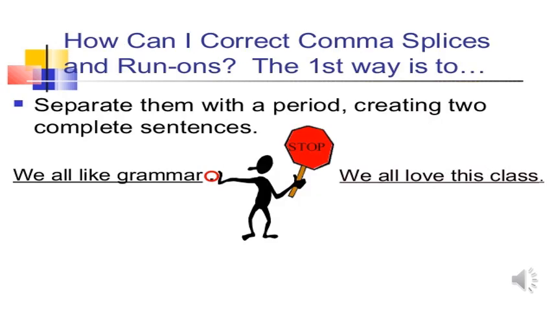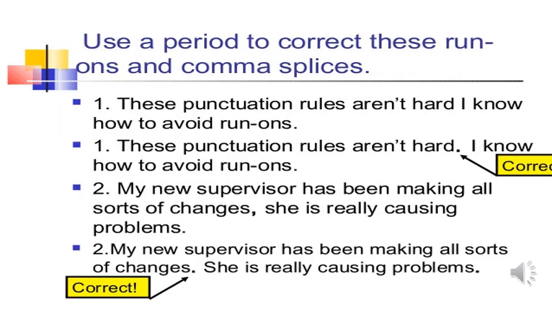How can we correct comma splices and run-on sentences? The first way is to separate them with a period, creating two complete sentences. Like this sentence: we all like grammar, full stop. We all love this class. Two separate sentences. We use here a period or full stop to correct these run-ons and comma splices.